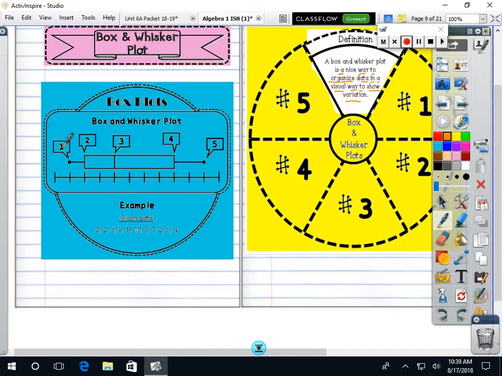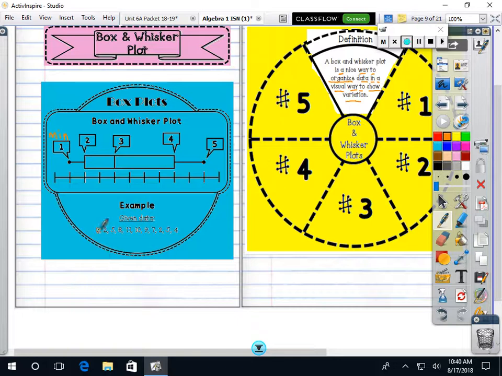Okay, starting with number 1. You see that over here on this box and whisker plot, number 1 is this little dot. Okay, it's this little point to the far left. Now over here on number 1, open up that flap and tell me what the definition of number 1 is. Okay, and it's called the minimum, right? Okay, so that first point is the minimum, and it's the lowest value in a given set of data.